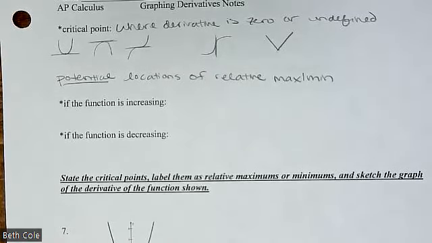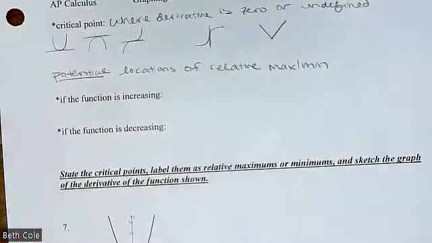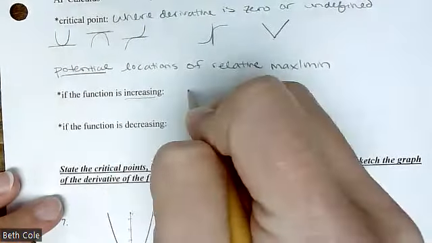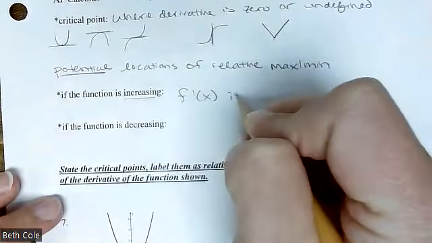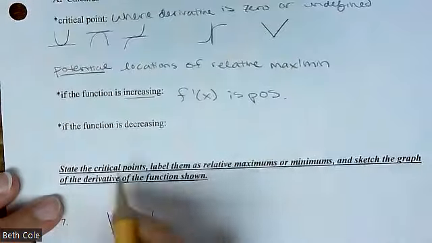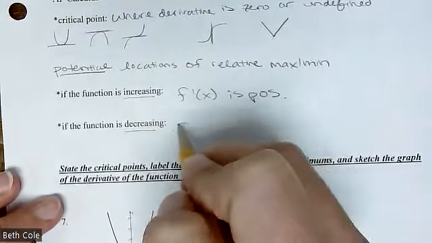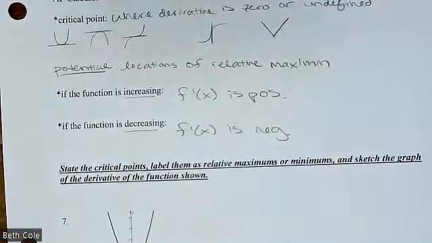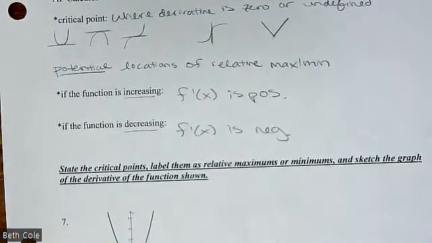All right, so if your function is increasing, and this is what we're going to color code, the increasing and decreasing. If the function is increasing, that means your derivative is positive. And if the function is decreasing, that means your derivative is negative. And this is where I use above sea level and below sea level. Positive means above the x-axis, negative means below.